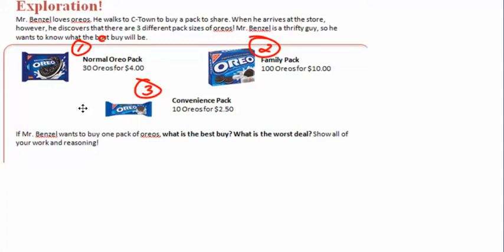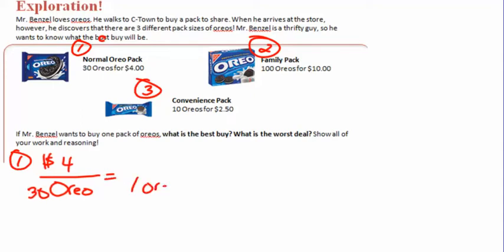All right, so let's show all of our options here. I'm just going to work with number 1 first. So if I want to know the best buy, I want to know per item. So the item we're talking about is Oreos. So that means Oreos needs to go on bottom. So I have Oreos, and we're talking about money. So right now, for $4, I can buy 30 Oreos. But I want to know how much 1 Oreo costs. Okay? All right, so make sure you write this down. Pause if you need to.